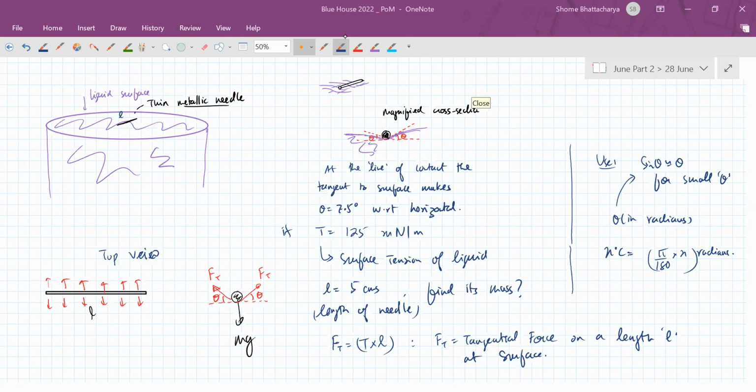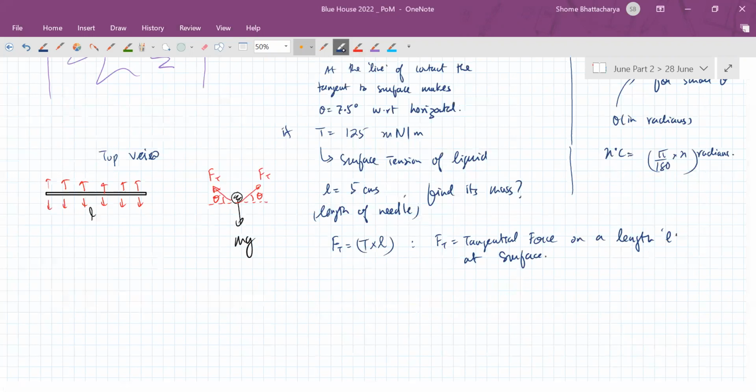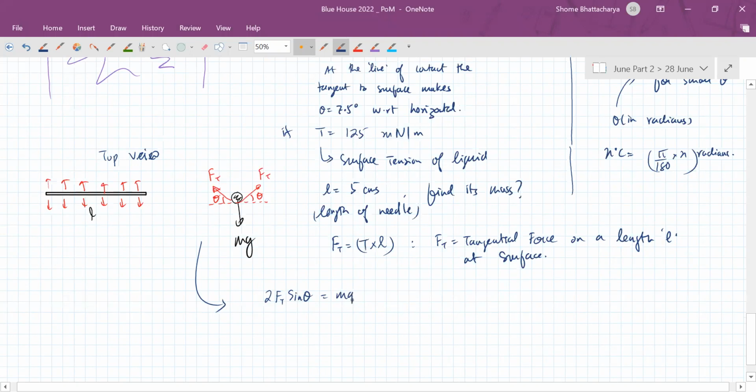Okay, so two people getting slightly different values. Let's check out. Okay. So as you can see from this vector diagram, we will get the relation that 2 times Ft sine theta is equal to mg. Okay. So 2 times T into L into theta is approximately equal to mg, because I am taking surface tensile force as surface tension into length. Okay. And I'm taking sine theta as approximately theta, because theta is small.